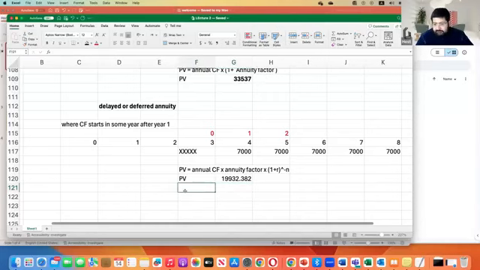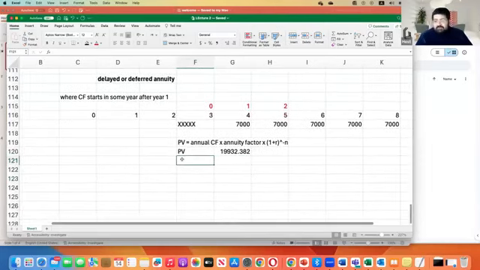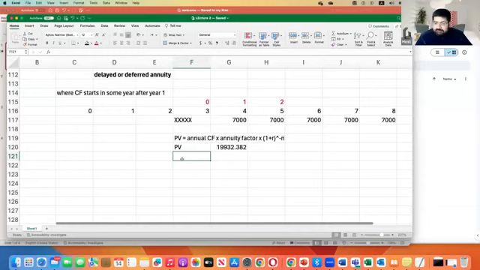I hope it is clear. Let us proceed further. The next is perpetuity. We are going to talk about that.